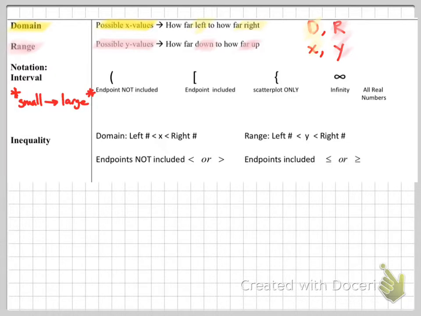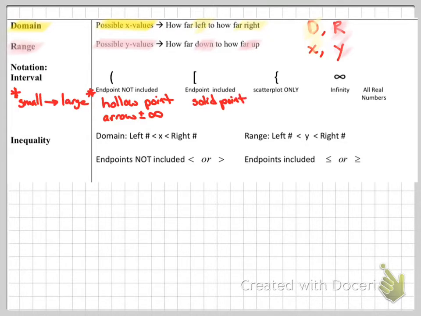But if the endpoint is not included, one way to see an endpoint is not included is if it's a hollow point, or if it's an arrow, it goes to infinity. Then you'll know you're going to use plus or minus infinity, I should say. Then you'll know you're going to use a parenthesis, the curved ones. If the endpoint is included, then you use a bracket. The square ones are called brackets. You're going to use that if it's a solid point.